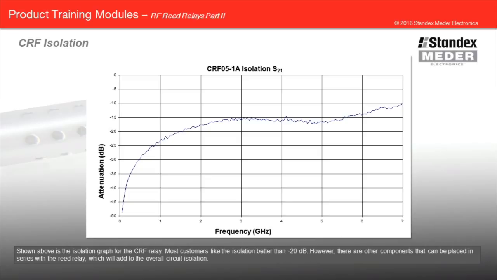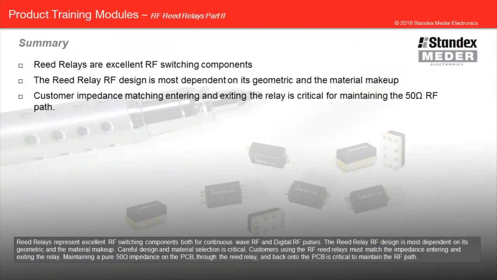However, there are other components that can be placed in series with the reed relay, which will add to the overall circuit isolation. Reed relays represent excellent RF switching components, both for continuous wave RF and digital RF pulses. The reed relay RF design is most dependent on its geometry and the material makeup. Careful design and material selection is critical. Customers using the RF reed relays must match the impedance entering and exiting the relay. Maintaining a pure 50 ohm impedance on the PCB through the reed relay and back onto the PCB is critical to maintain the RF path.